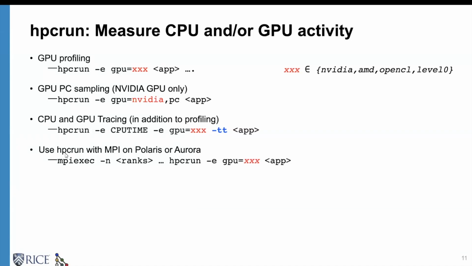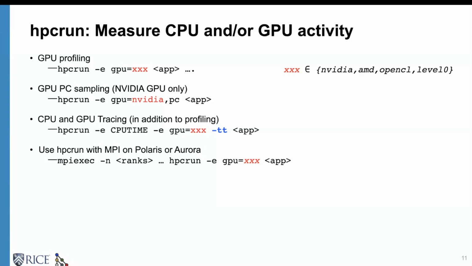And then if you're launching on a parallel system like Polaris or Aurora, you might be launching your application using mpiexec. And so you give MPI all of its arguments. And then instead of having your application, you'll say hpcrun with its arguments. And then you'll have the application and its arguments next. And so conceptually, the mpiexec is launching hpcrun, and hpcrun is then launching your application.